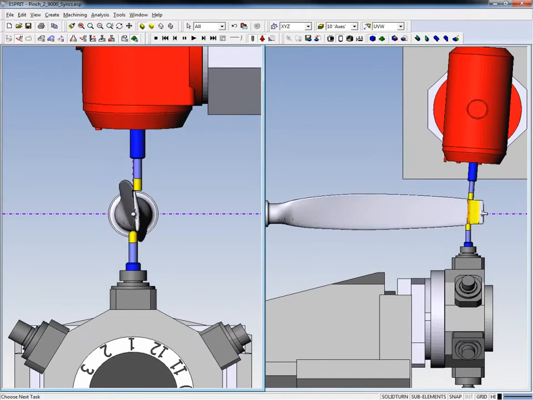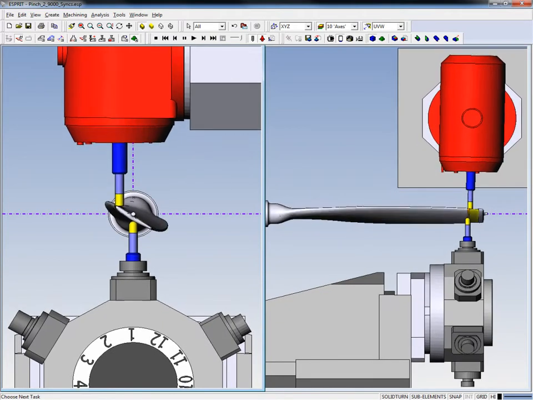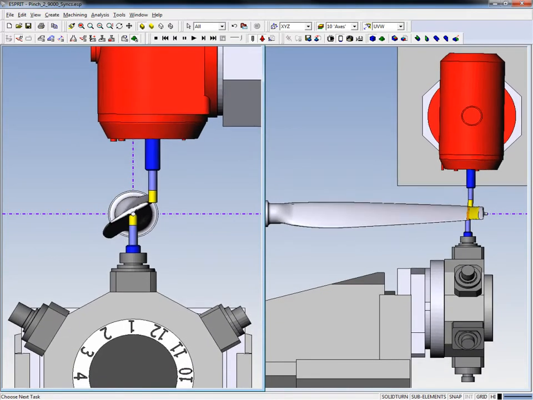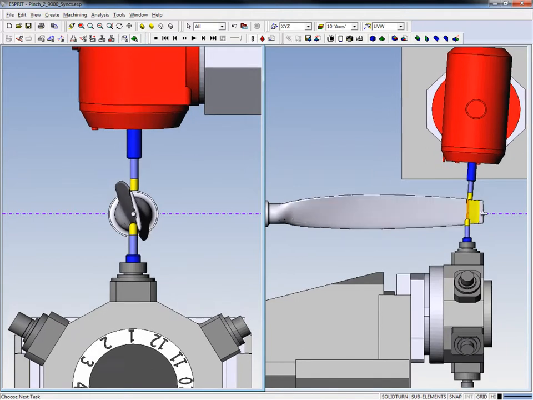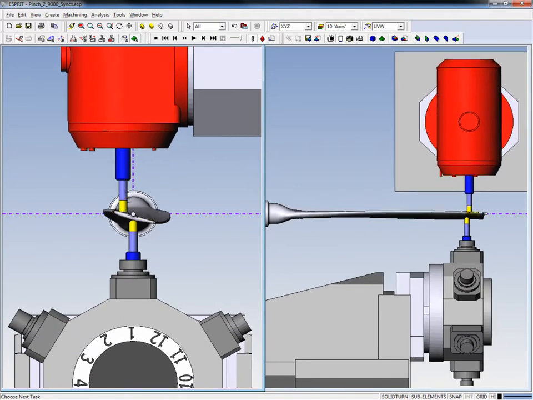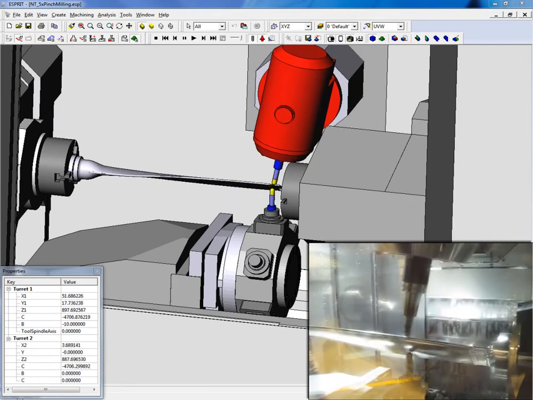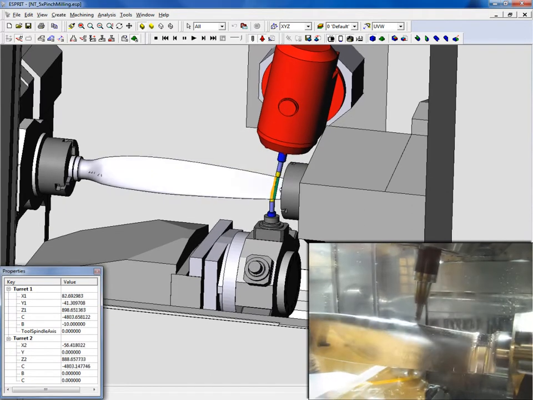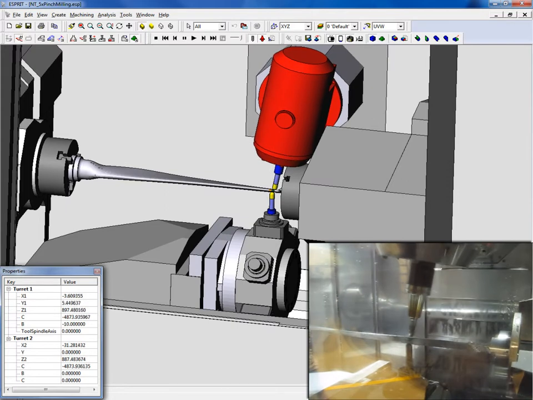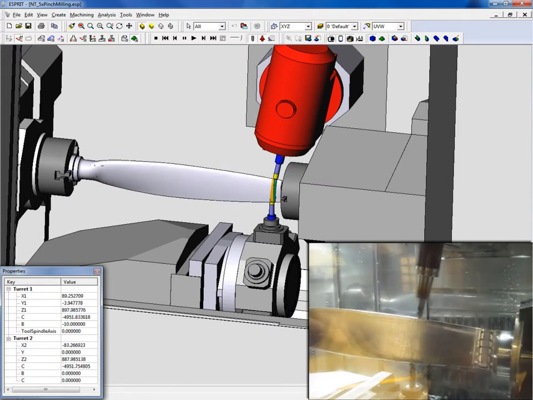Because the part can be held more rigidly and is subjected to far less deflection, allowable spindle load can be increased on both spindles. Additionally, by keeping the tool normal to the surface during simultaneous 5-axis machining, the machine can maintain constant cutting speed. The result is faster metal removal and superior finish.